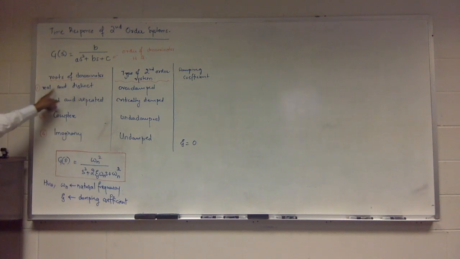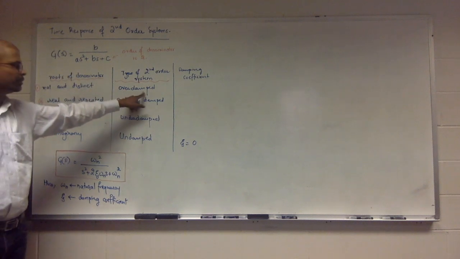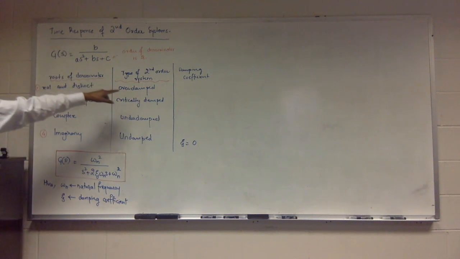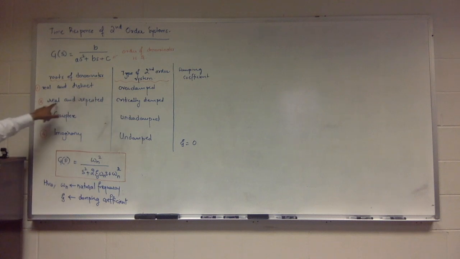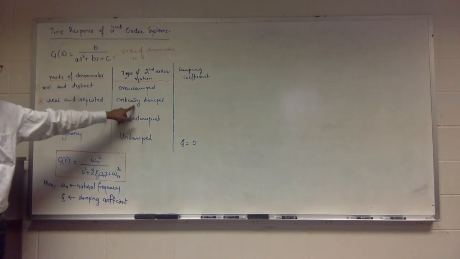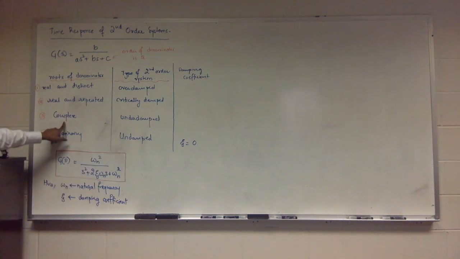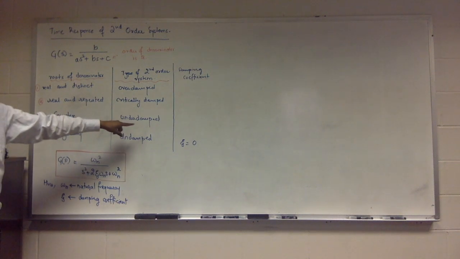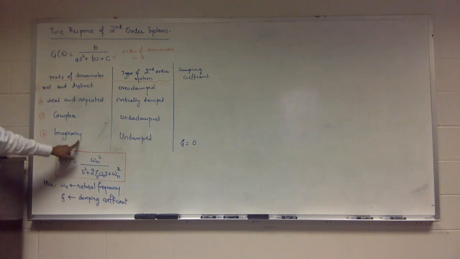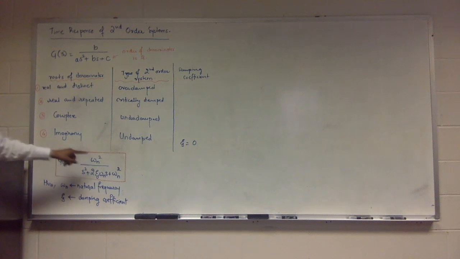So if the roots are real and distinct, that makes the system an overdamped system. We saw this last time. If the roots are real and repeated, that's a critically damped system. If the roots are complex, that's an underdamped system. And if the roots are imaginary, that's an undamped system. Okay? Undamped or a marginally stable system.